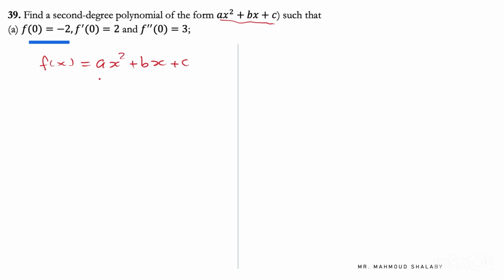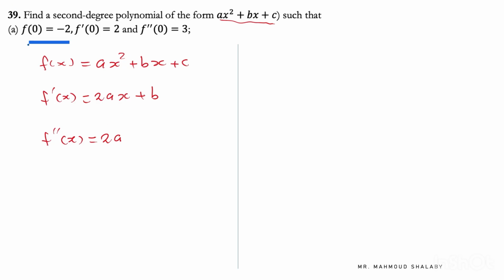This is the original function in the quadratic form. Now I will find f'(x). What do you think? It will be multiplying 2 by a, so it will be 2ax to the power of 1, which I don't show, plus b, where x will not be written, and c will be cancelled. Now f''(x) will be only 2a, as x will be removed and b will be cancelled. Now I have the expressions here, three equations for f(x), f'(x), and f''(x).